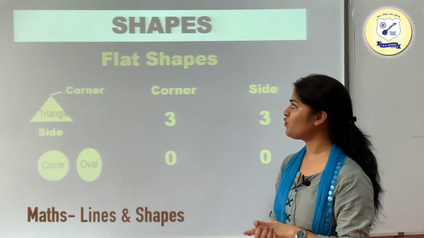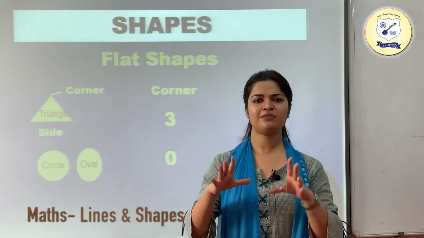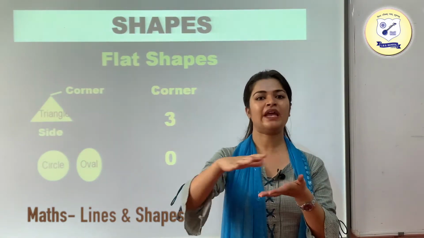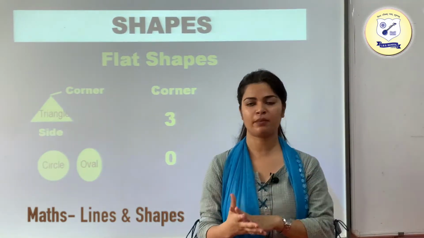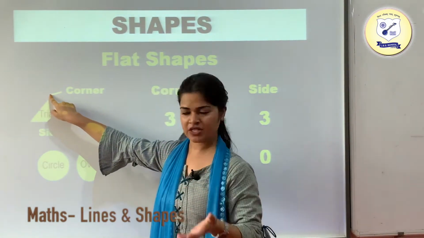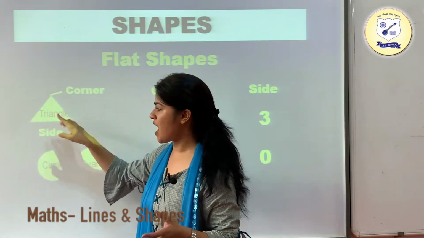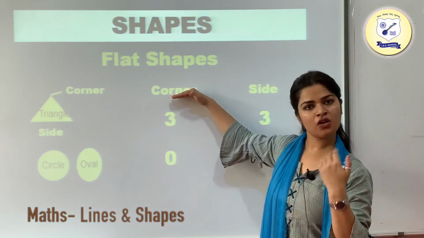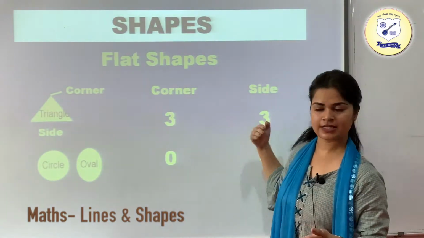Now we are having a few flat shapes in front of you. Flat shapes are the shapes which we can make on a paper. So this is your triangle. This is the corner, which is also known as your vertex. We are having 3 sides in it, 3 corners or 3 vertices and 3 sides.